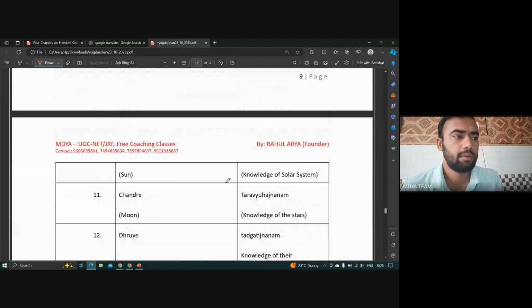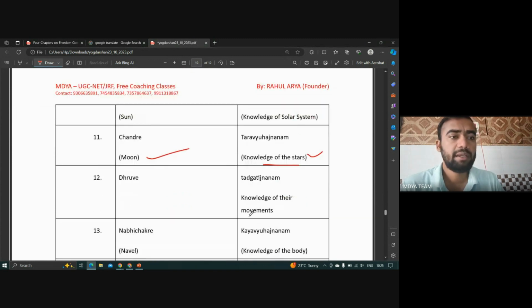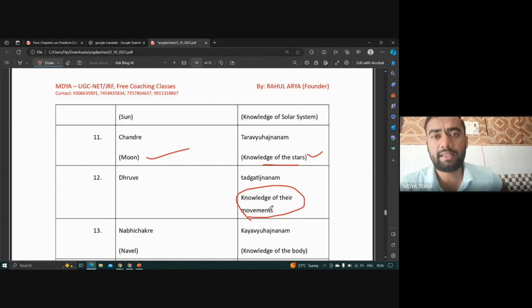solar system, and how a yogi, if he focuses on the moon, can get knowledge of the stars and the different planets, the Sun, the Buddha, the Mangal planet. How can a yogi get their exact location in the moment, the knowledge of the movements, how stars are moving, how the earth is moving, how the sun is moving, and how other stars are moving in the solar system? So how will a yogi get that knowledge? Because of Sayama on the Dhruva.